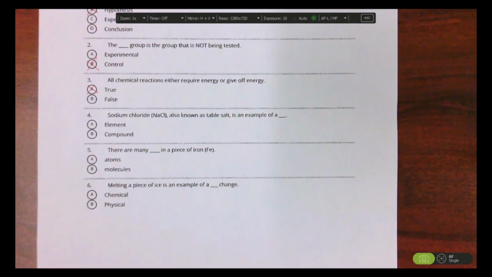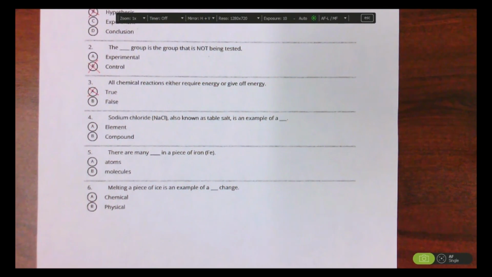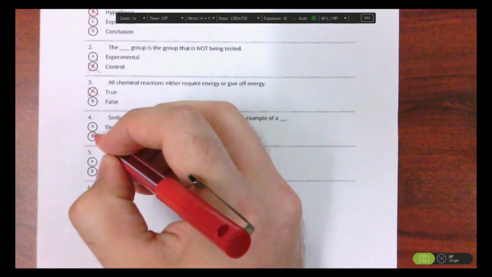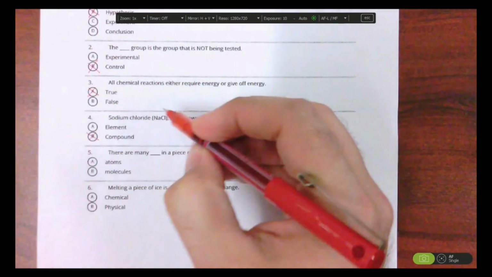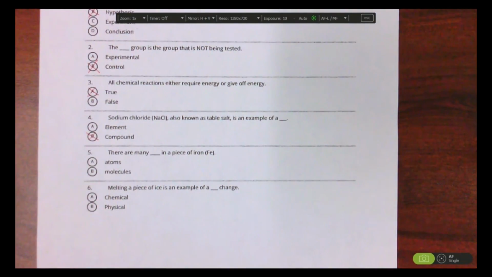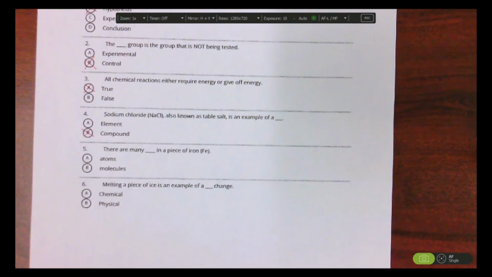Number 4, sodium chloride, NaCl, also known as table salt, is an example of an element or a compound. Compound. Why is it a compound? It's got at least 2 elements in it. So that makes it a compound.